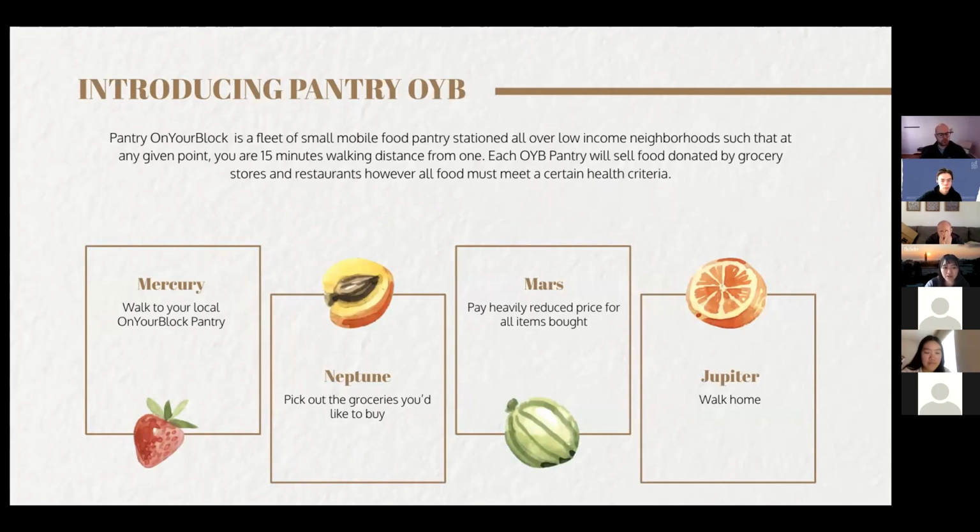The process of getting food at a pantry on your block is super simple. First, you walk to your local On Your Block pantry, eliminating the need to find transportation. Secondly, you simply pick out the groceries you'd like to buy. Next, you pay a heavily reduced price for all the items bought. And finally, you simply walk home.